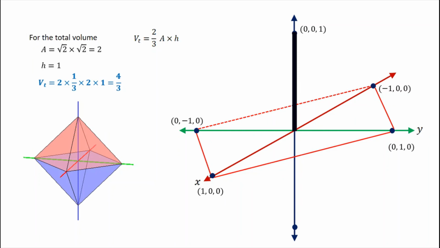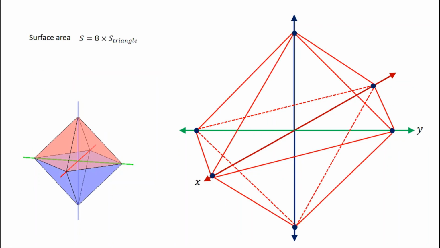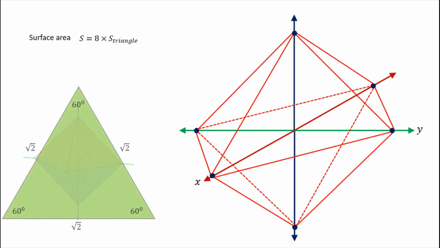The surface area of the octahedron is calculated by multiplying the number of faces by the face area. The octahedron faces are equilateral triangles. The edge length of each triangle equals square root of 2, so the triangle area equals square root of 3 divided by 2. The total surface area of the octahedron equals 4 multiplied by square root of 3.